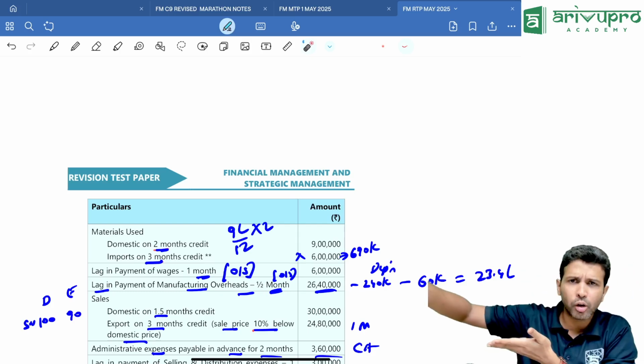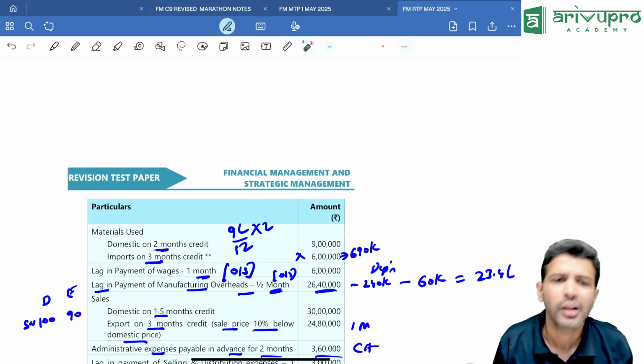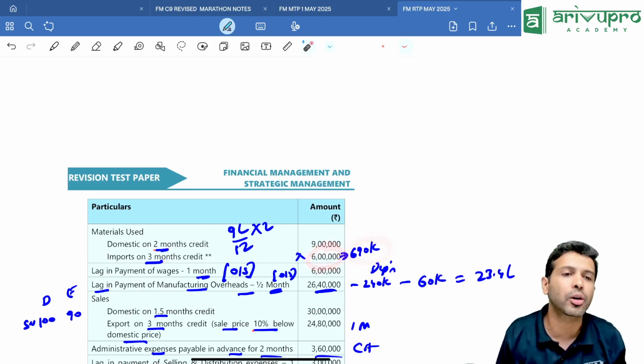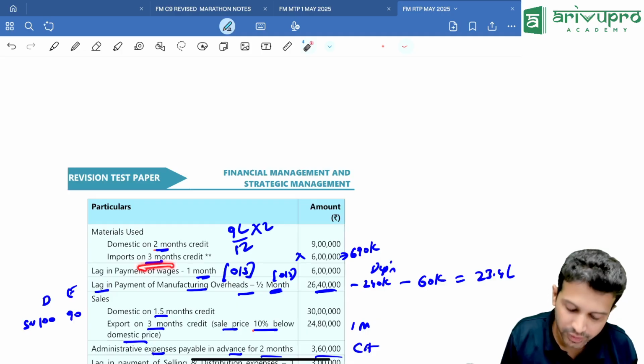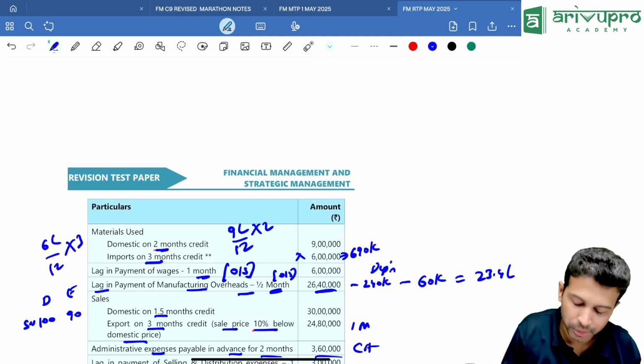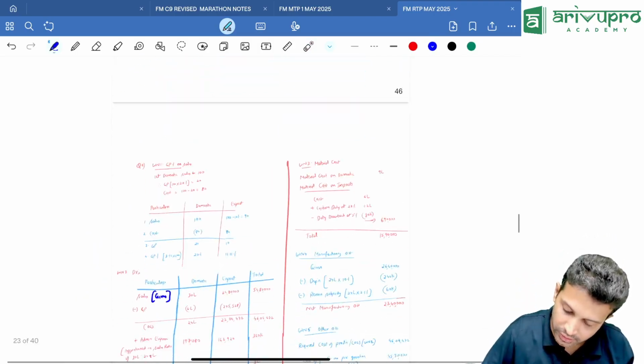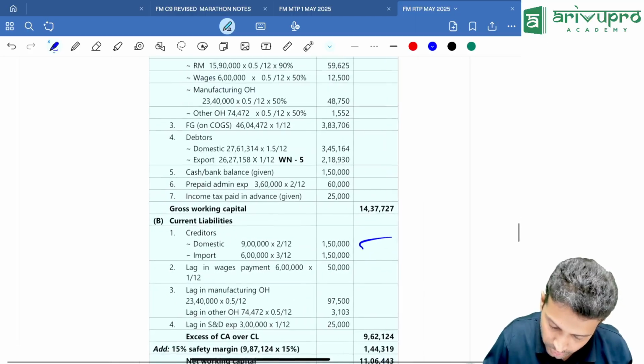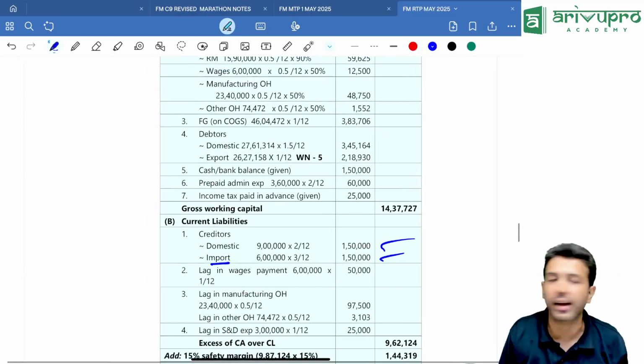Are we calculating government here or creditors' due amount? Creditors. I mean, should we take 690 or 6 lakh only? 6 lakh. How much credit you are getting? 3 months. So calculate. 6 lakh is for 12 months. For 3 months, how much? 1 lakh 50,000. So the credit with respect to creditors relating to import is 1 lakh 50,000.